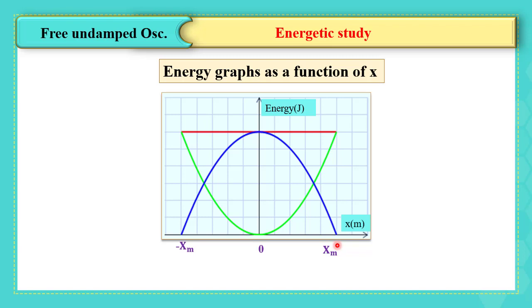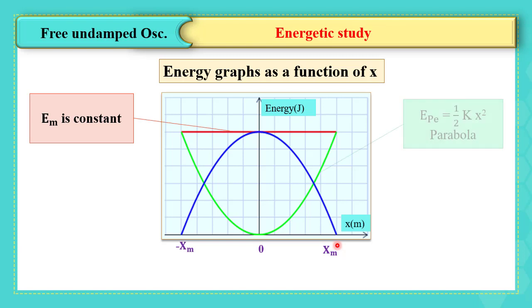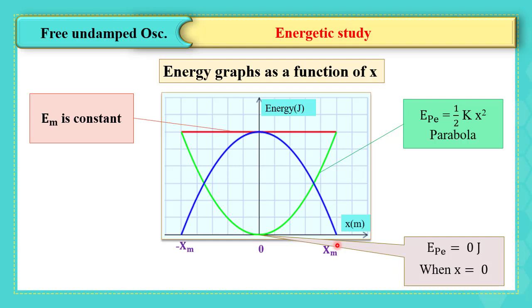What do you think? Have a deep look at this figure and try to match each curve with the corresponding form of energy. Mechanical energy is constant because it is conserved. Then it is the red curve, which is a horizontal straight line. The elastic potential energy is of the form half k x squared, so its graph should be a parabola. This energy is 0 when x equals 0, so it passes through the origin.